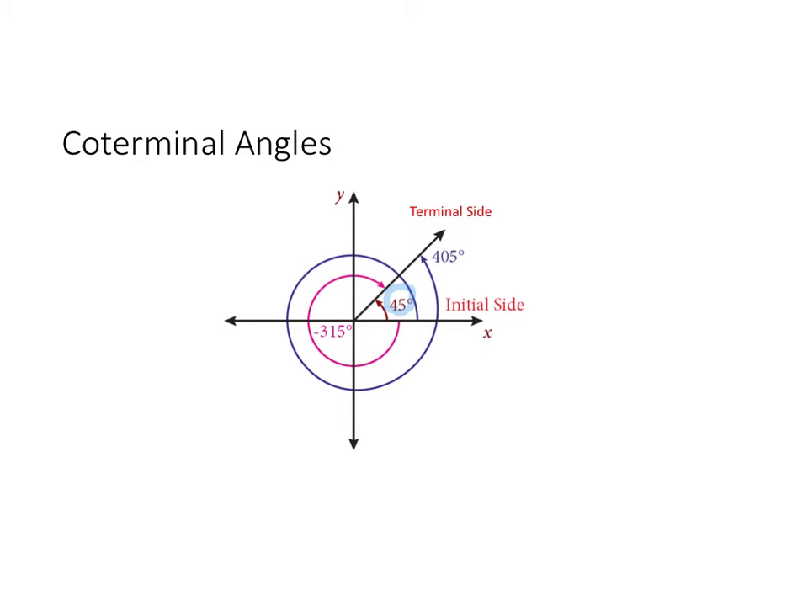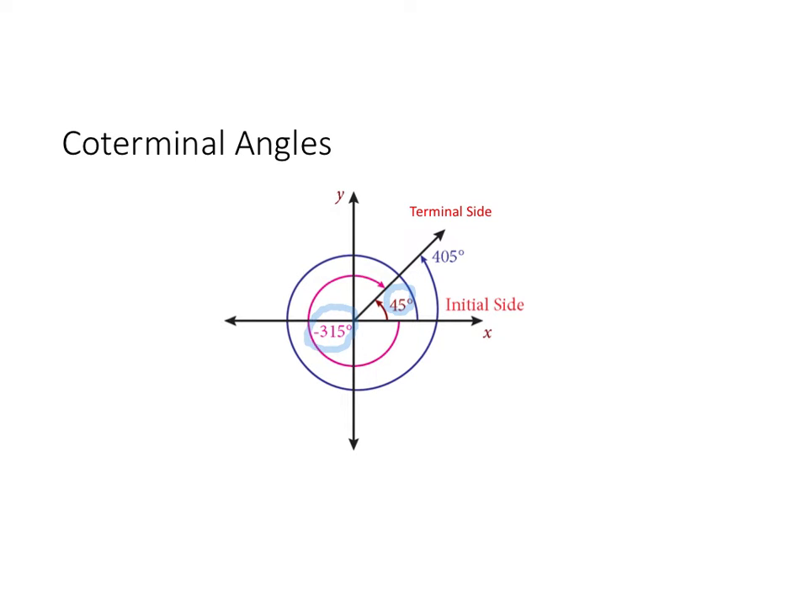Now, let's look at the red angle, the minus 315 degrees. Again, it starts at the initial side, which is the positive x-axis, but now it's going clockwise since it's negative. It goes clockwise all the way around to the same terminal side, okay? So 45 degrees and minus 315 degrees are considered coterminal angles. They have the same initial side, they have the same terminal side.